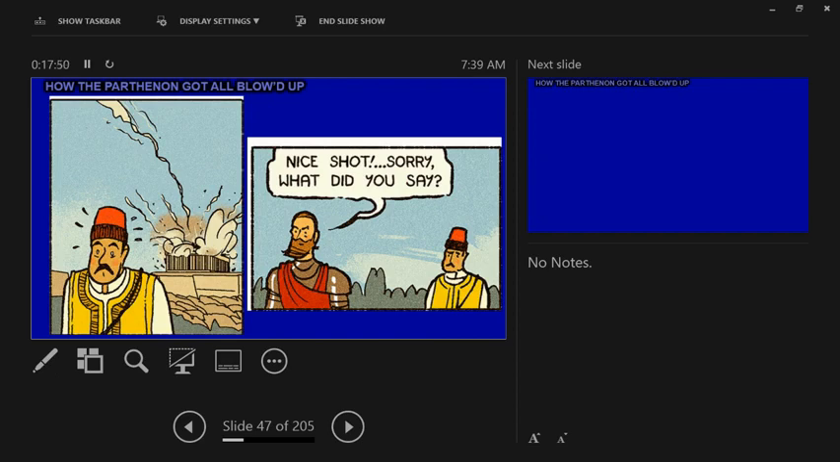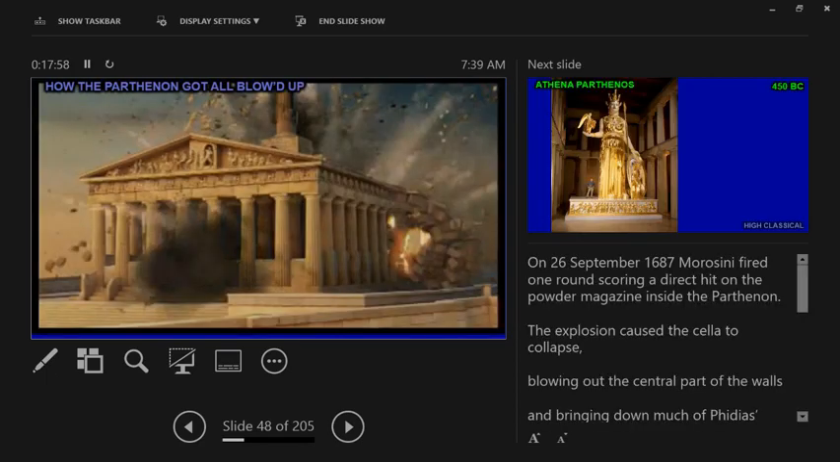Well, what do you know? He attacked. So they got in a perfect shot. And the reason why the Parthenon looks like it does is because the Venetians blew it up because the Turks were storing gunpowder inside of it. All right, so that's why the Parthenon looks the way it does today.